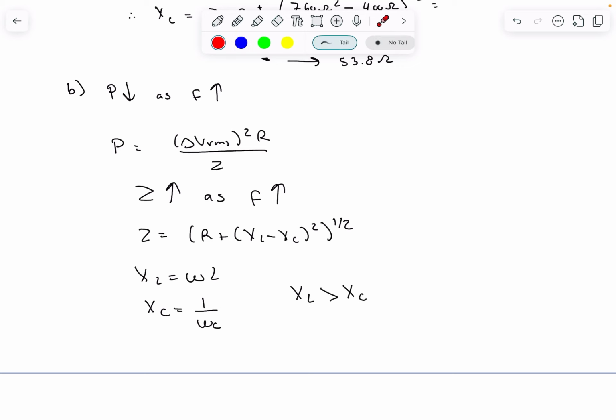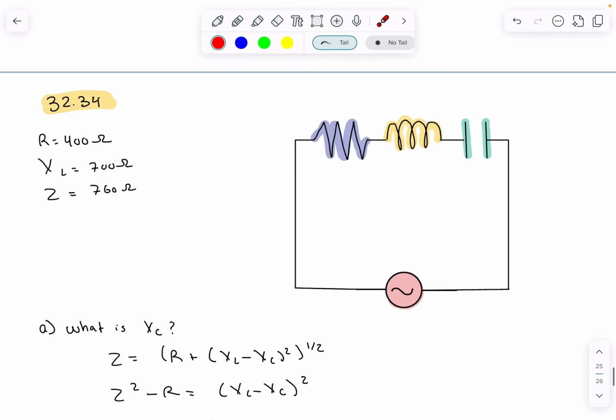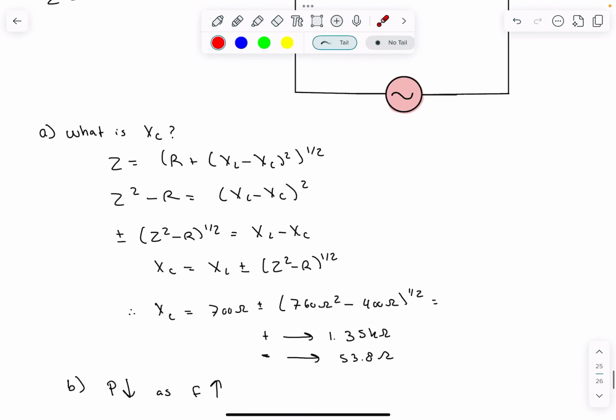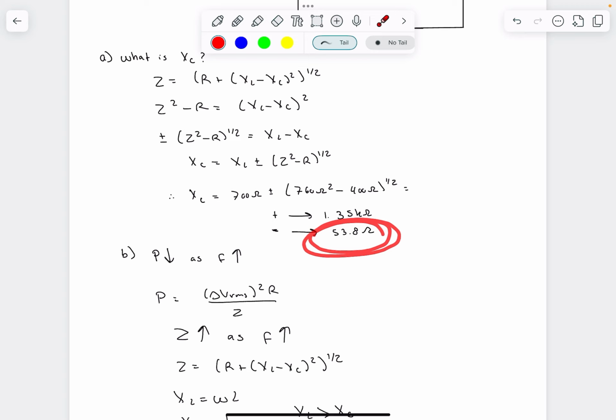Because here, XL depends directly on the frequency, right? Here it's angular frequency, but the proportionality is the same. So for this to increase as F increases, it means that XL has to be bigger than XC. So that's what we see here. And remember what XL is, it's 700 ohms. So that means down here, if XL has to be bigger than XC, XC has to be 53.8 ohms. So in B, XC is equal to 53.8 ohms.